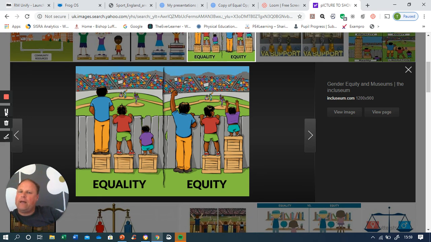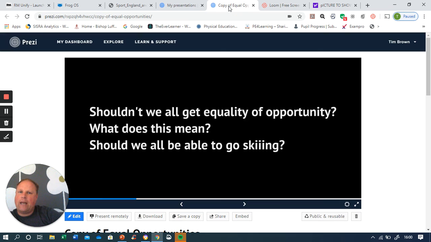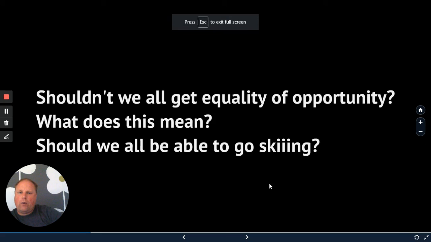Equity is about giving everyone the same opportunity to experience the same thing. So it could be about monetary value. And in this particular example, the tall person who could always see over the fence has given his box to the shortest person to allow the shortest person to see over the fence. So that's this idea of equality and equity within sport. So we'll continue.